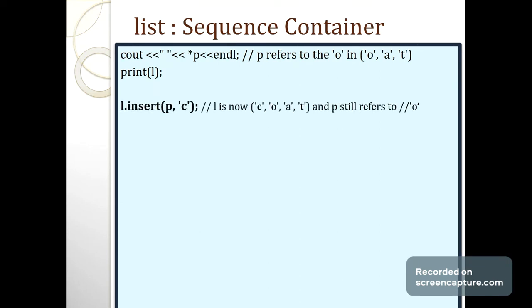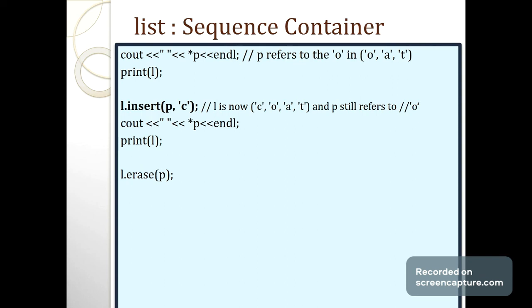Now after that I'm inserting p comma C. My pointer p is at the 0th position, that is at O. So when I write L dot insert p comma C, the list will be updated as COAT, means before O the C will be inserted, as p is pointing to O. Then if I display asterisk p, it will display O, and then it will print COAT.